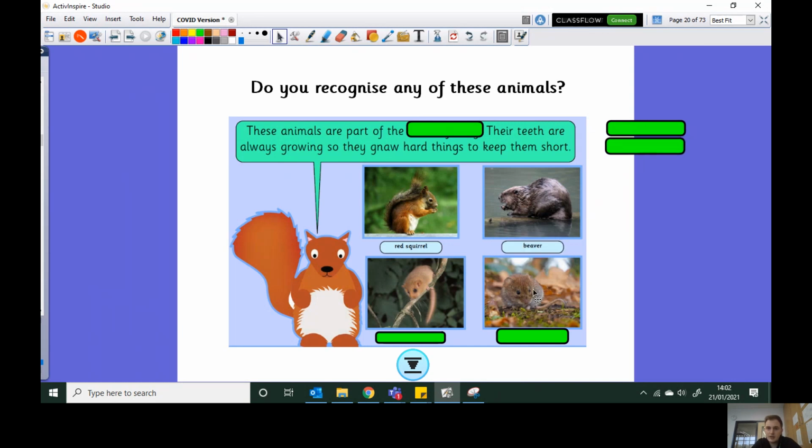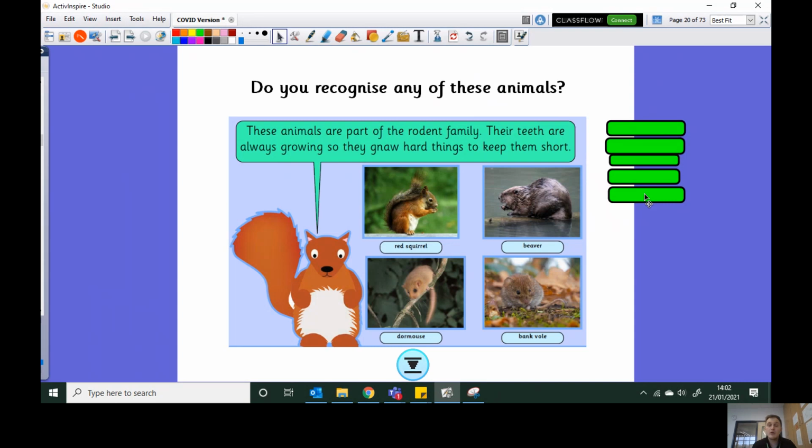It's a beaver. Okay, and they like to build dams in the water. And we've got, tricky one. I'm not sure I know what that is. It's a dormouse. Okay. And then last but not least, it's a bank vole. Okay, so a vole is like a teeny weeny mouse. And these animals are all part of the rodent family.